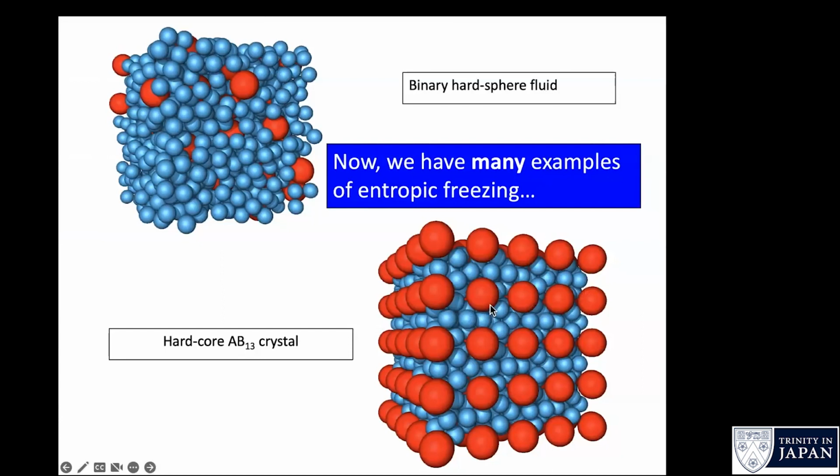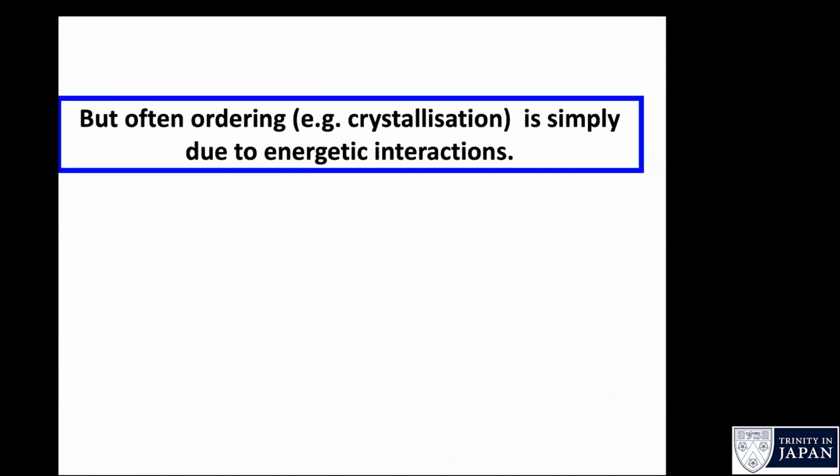So this is AB13, a very complex binary solid, where the transition, again, is not driven by attraction, but is just driven by the fact that this state has the higher entropy. Now, I should again add a bit of a disclaimer, because I focus now on the fact that entropy may act as an ordering principle, but very often ordering is due to energetics.